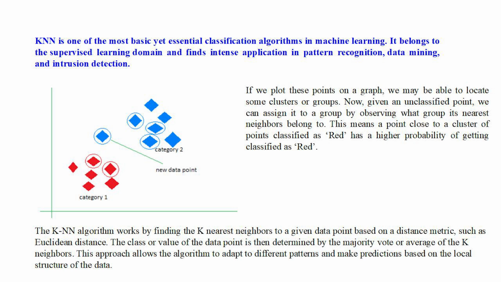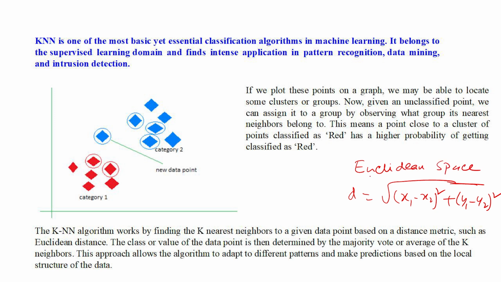This means the point is close to the cluster points classified as red, so it has a higher probability of getting classified as red. So, the KNN algorithm works by finding the k nearest neighbors, where k can be anything: 1, 2, 3, 4, 5, 6, 7, 8, to a given data point based on a distance metric. Remember, the distance metric is what it uses to calculate the nearest neighbors. This distance metric can be anything, but we normally take the distance in Euclidean space, which is nothing but the square root of (x1 minus x2) squared plus so on, its coordinate geometry. That is the distance in Euclidean space, right. This is how it calculates the distance, and then finds the nearest neighbors.